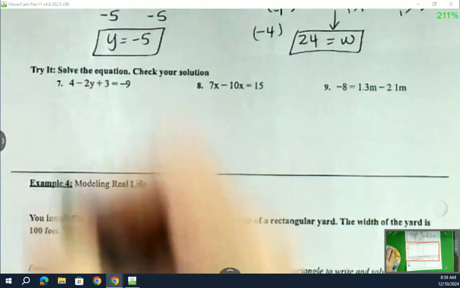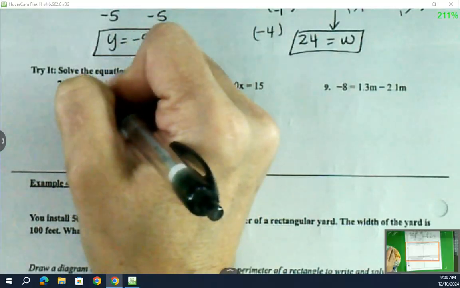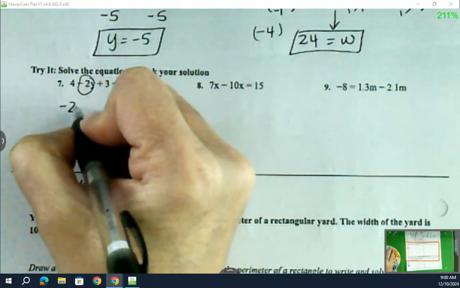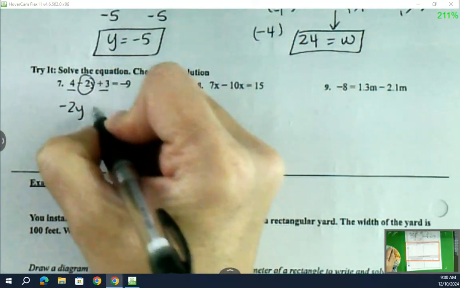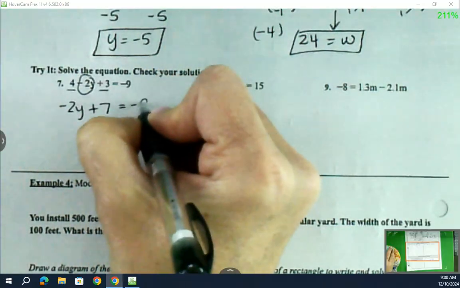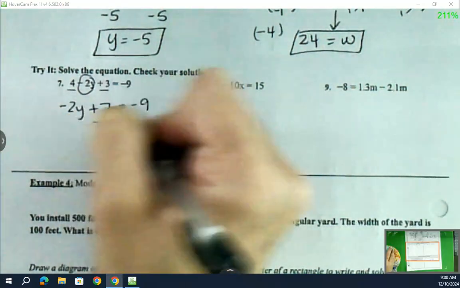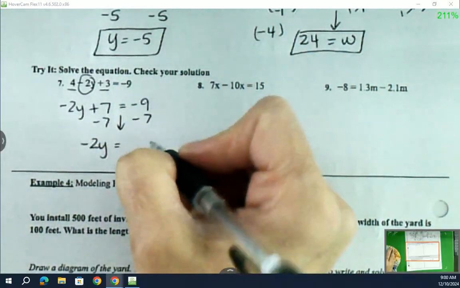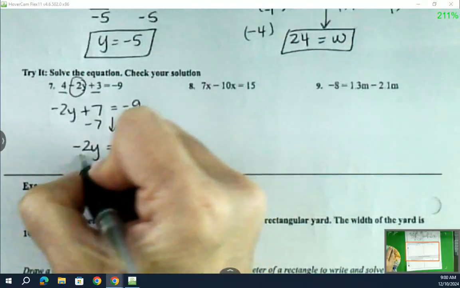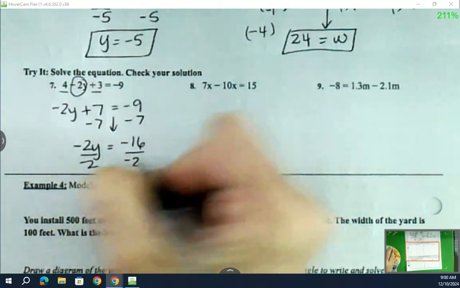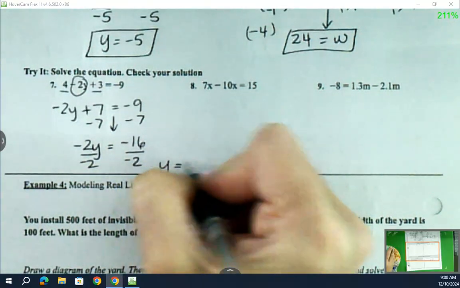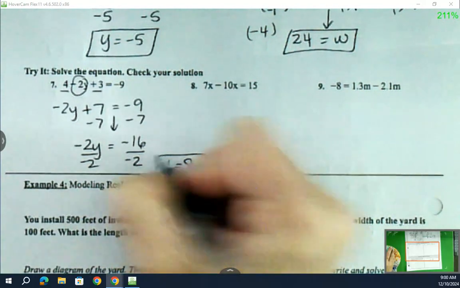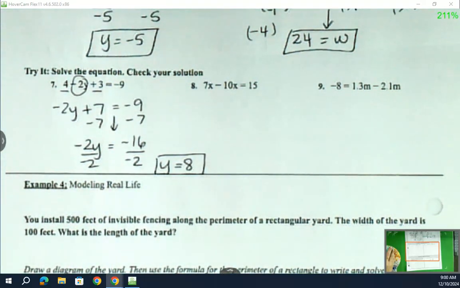Okay, looking at number 7, we have -2y by itself here, but we have a 4 plus 3, which is altogether plus 7 equals -9. Then we're going to have to subtract 7 on both sides, and we get -2y equals -16. Divide both sides by a -2, and y equals positive 8. Running out of a little bit of space there, but we got it.